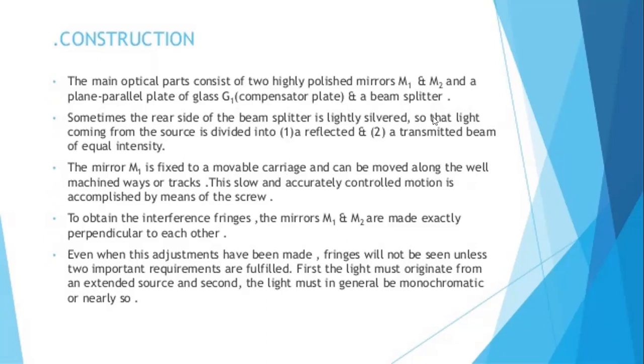So coming to the construction, the main optical parts consist of two highly polished mirrors, that is, we can take them as mirror 1 and mirror 2, and a compensator plate, that is G1. We are taking it as G1.